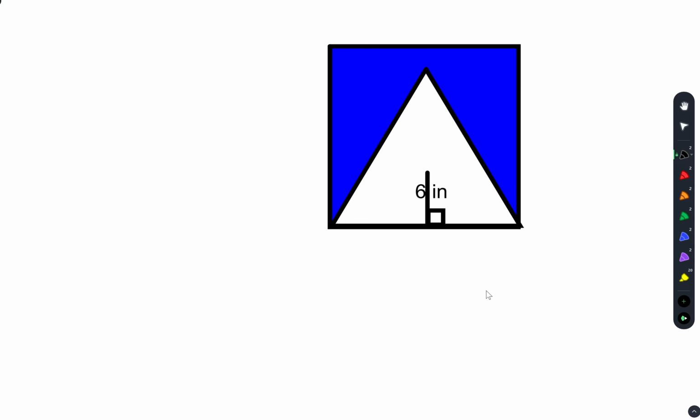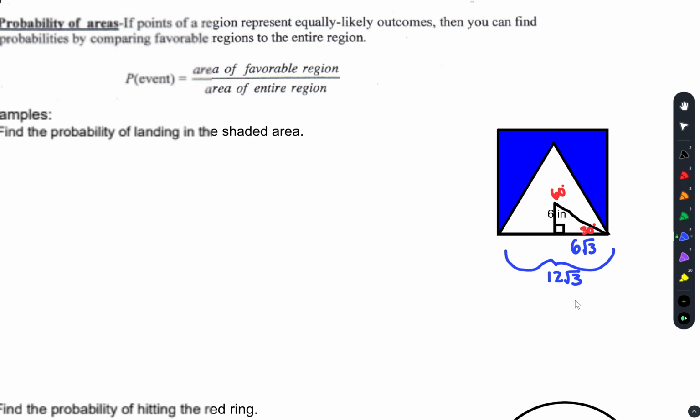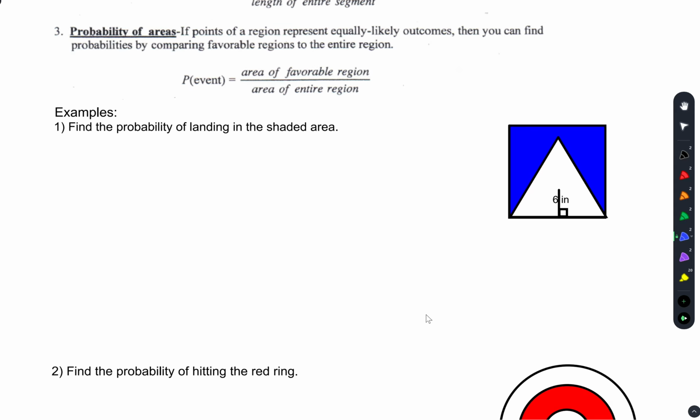So I know that the apothem of that little triangle is 6 inches. That's the apothem. Then I need to draw in my radius and figure out what is the length of the base of that square. So if the apothem is 6 inches, let's talk about our 30, 60, 90s. There's 60. There's 30. So then the long leg here is 6 radical 3. That makes 1 full side of my square, 12 radical 3. And we're going to go ahead and put that into our formula for area of our square.